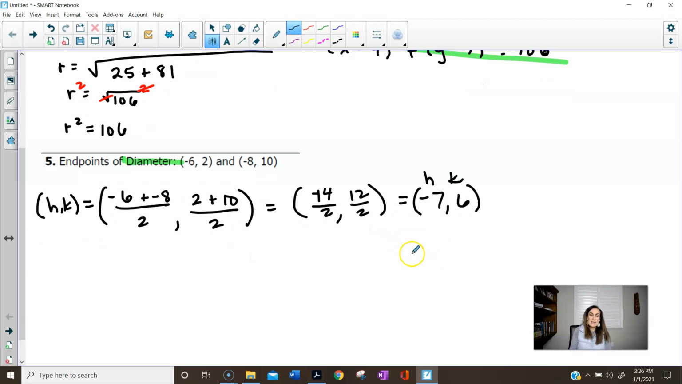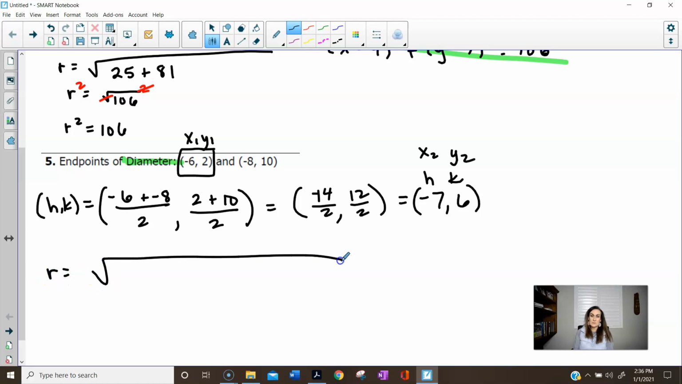I'm going to pick this point as x1, y1, and I'll use this point as x2, y2, and then that will give me the actual radius. So the radius is going to equal the square root of, subtract your x values, so negative 7 subtract negative 6, and then square it, and then subtract the y values, so 6 subtract 2, and then square it.